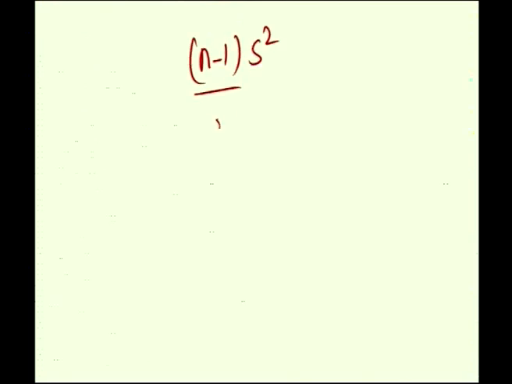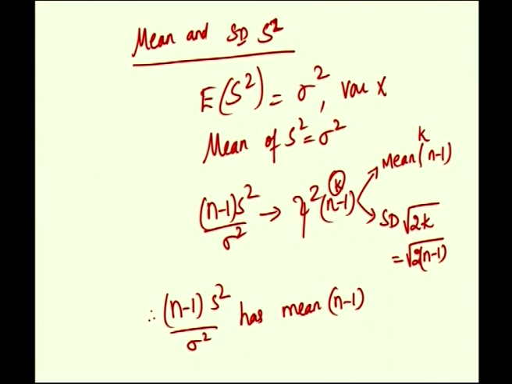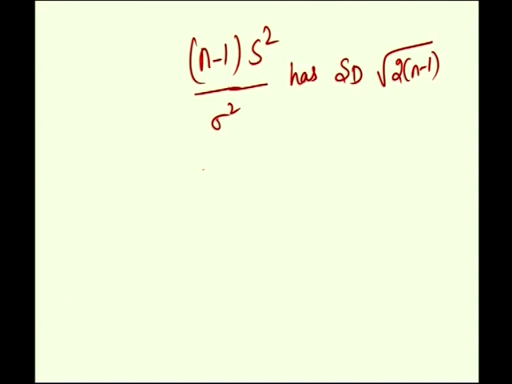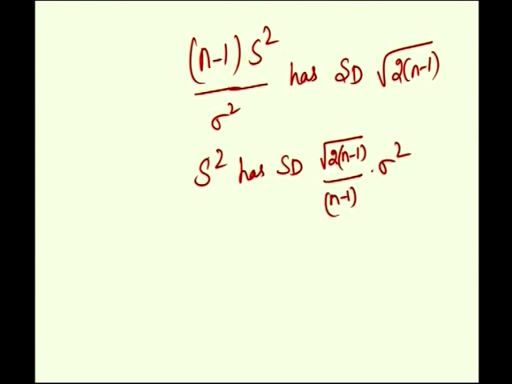(N minus 1) S square by sigma square has standard deviation root of 2 into (n minus 1), isn't it? This is from the chi-square of n minus 1. Standard deviation is root of 2k, so root of 2 into (n minus 1). It means (n minus 1) S square by sigma square has the standard deviation root of 2 into (n minus 1). Just cross multiply and take the terms to the other side. We have that S square has a standard deviation root of 2 into (n minus 1) by (n minus 1) into sigma square, that has gone to the other side.